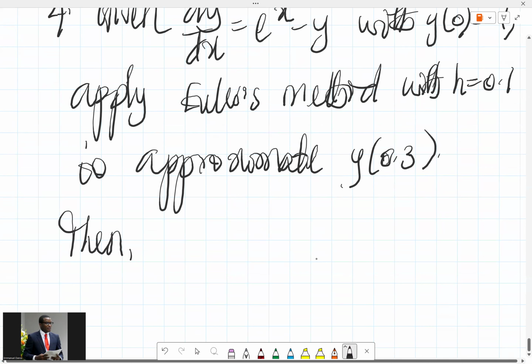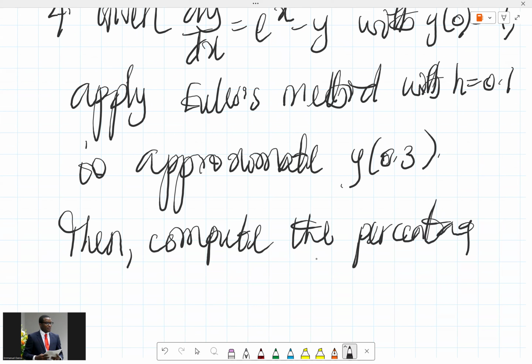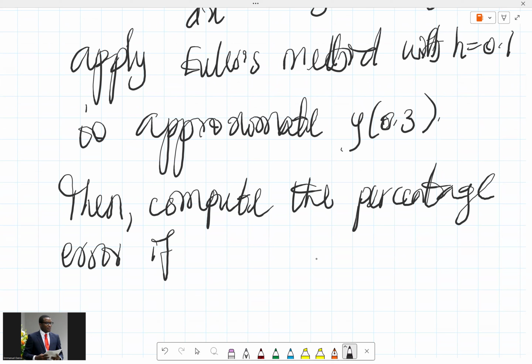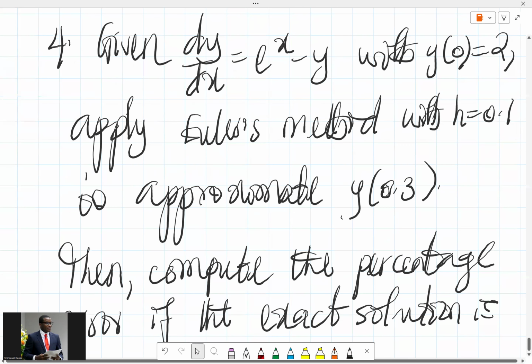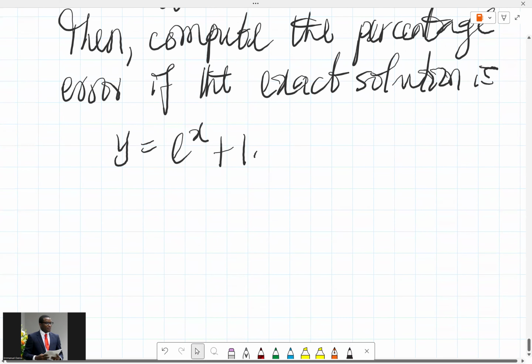Then compute the percentage error. We talked about error when we started out. If you don't know percentage error, you can check my second or third video under numerical analysis. Compute the percentage error if the exact solution is y equals e raised to the power x plus 1.